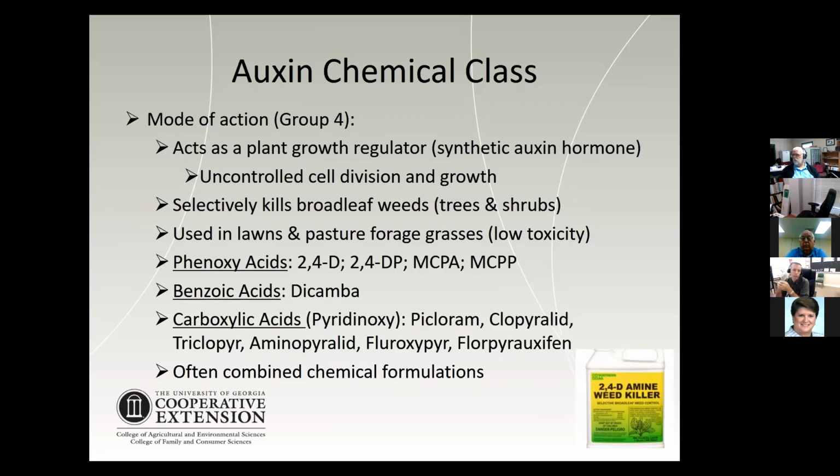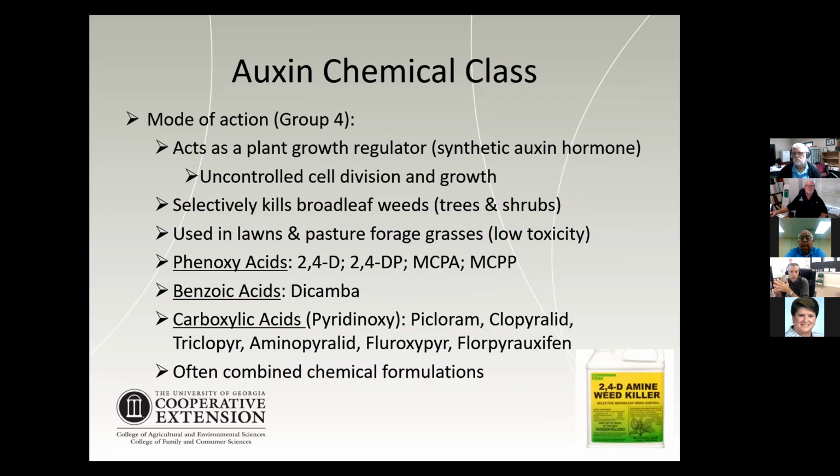These are very selective herbicides in the sense that they kill broadleaf weeds. They do not hurt grass species. So you can spray it over the top of your pasture and you won't see any damage to your Bermudagrass or your fescue. But realize too that broadleaf weeds is very broad in the sense that there's no discrimination there between a dandelion or a thistleweed in your pasture versus a tree or a shrub or anything else that's a broadleaf plant is potentially susceptible to these herbicides.